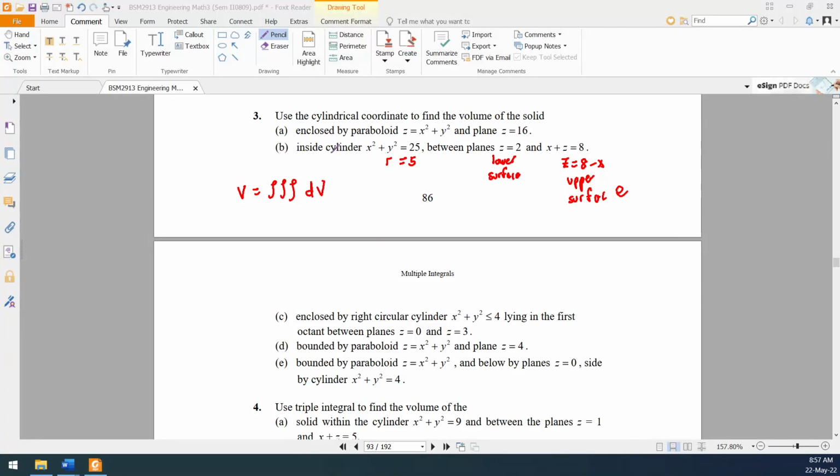So you want to find the volume for the cylinder x squared plus y squared equal to 25 between plane z equal to 8 and x plus z equal to 8. You know this is the lower surface because this is z equal to 2, compared to here the z-intercept is 8, so this is the upper surface. So the lower surface will be the lower limit of your z, the upper surface is the upper limit of your z, and you know the volume is triple integral dV.